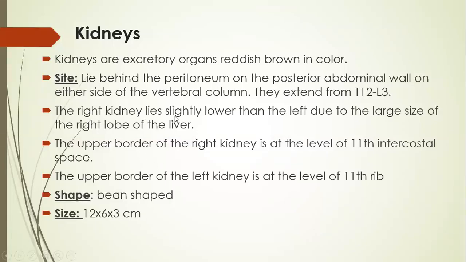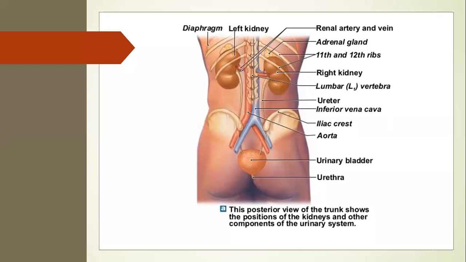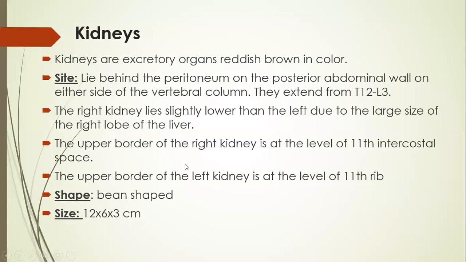The right kidney is slightly lower than the left due to the large size of the right lobe of the liver. The upper border of the right kidney is at the level of the 11th intercostal space. If you can see here, this is the 11th rib, this is the 12th rib, and here also we can see the 11th rib and 12th rib. The upper border of the right kidney is in the 11th intercostal space. Just below the 11th rib will be the 11th intercostal space. So this is the 11th intercostal space where the right kidney is present.